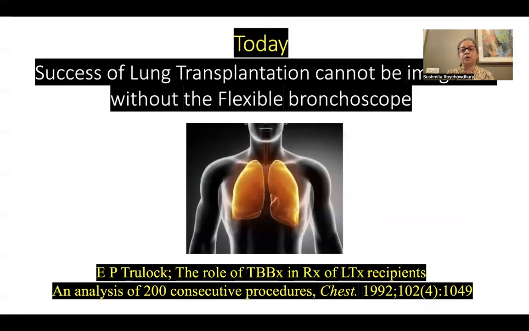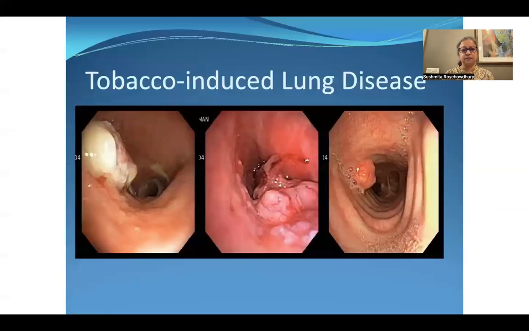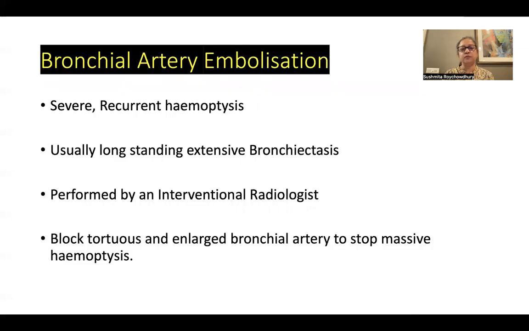Today, above all, when lung transplant in the post-COVID era has been gaining significant momentum, the success of lung transplant cannot be imagined without the flexible bronchoscope. Not only do you have to keep toileting and making sure that the new lungs are clean, you will also need to do intermittent transbronchial biopsies in these patients to make sure bronchiolitis obliterans is not developing, which is a sign of rejection. So bronchoscopy has gone by leaps and bounds in managing airways disease. As long as tobacco-induced lung diseases are there, these will continue to improve more and more.